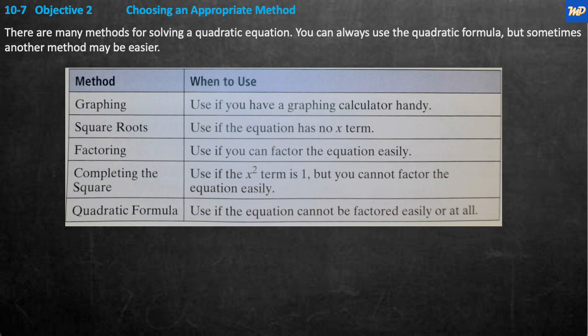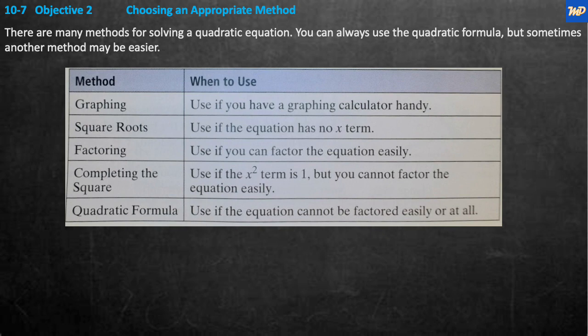Okay, for objective 2, we're just going to be talking about choosing appropriate methods because we've learned a bunch of different methods now. You learned pretty much basically all of them. And what they want to do is just how do you know which one to use? Because the quadratic formula is nice, but it's a little tougher. If you could just easily factor something, why would you factor it in like 2 easy steps maybe, where it would take you all those steps to do the quadratic formula?